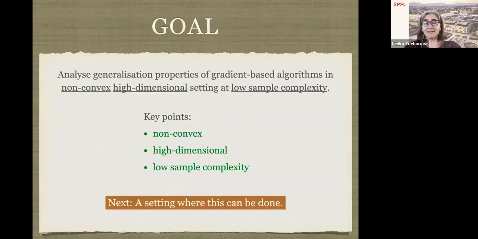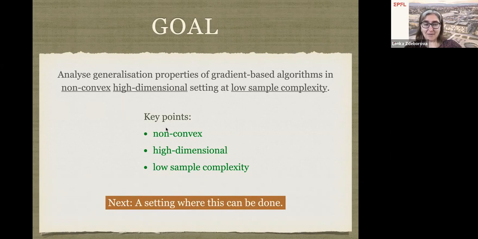So that leads me to a goal that one could set for oneself, which is to analyze generalization properties of gradient-based algorithms in settings that are non-convex, high-dimensional, and where the sample complexity is as low as possible. So the non-convexity, the high dimensionality and low sample complexity, that's really the key points here. And of course, if we could reach that goal in general, then we would solve a lot of these open questions about deep learning. That's not yet the case.